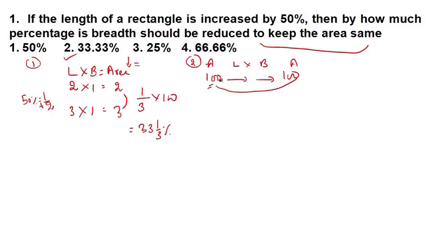Here the length is increased by 50%. If I increase 100 by 50%, then I'll get 150, right? Now here it is 150, but the breadth is not given. In the question it is written that the breadth has to be reduced so that the area is the same. Now look guys, I want 100 back, to maintain the same area. So what do you have to do? From 150 you have to minus 50.